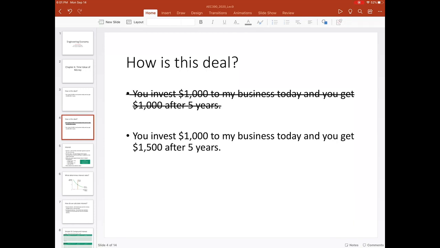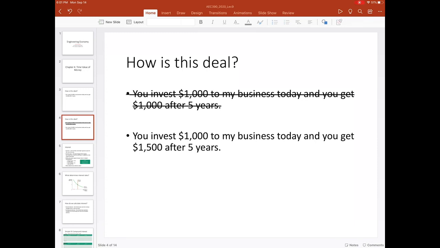Without interest, unless you're close friends or family members, nobody wants to take the risk to invest money in your business with just the same payback after many years, because the same amount of money after 10 years or 5 years is not equal to that amount of money today. 1,000 today is different than 1,000 after 10 years. Absolutely, 1,000 today is worth more than 1,000 after 10 years.